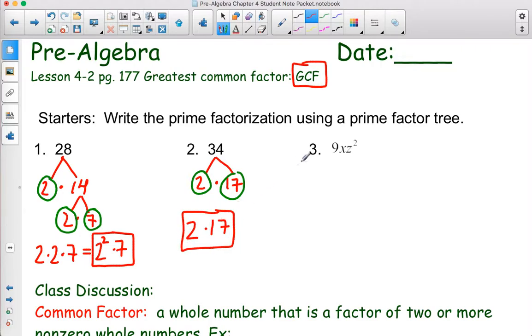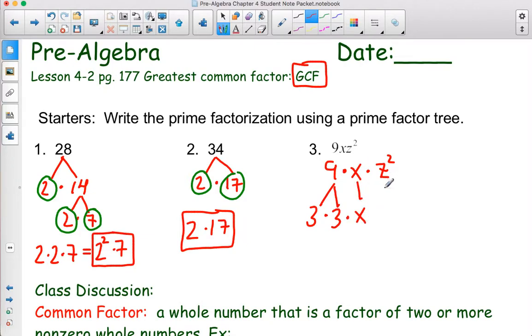Now we're going to try 9 times x times z squared. So it looks like this: 9 times x times z squared. And when you're working with ones with variables, just do the numbers separately from your variables. So let's do 9. How does 9 break down? Well, 9 is 3 times 3, and that can't break down anymore. X is just x.